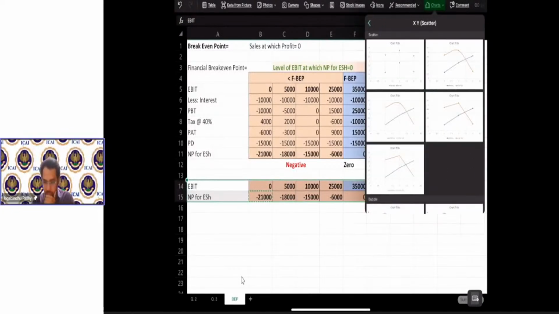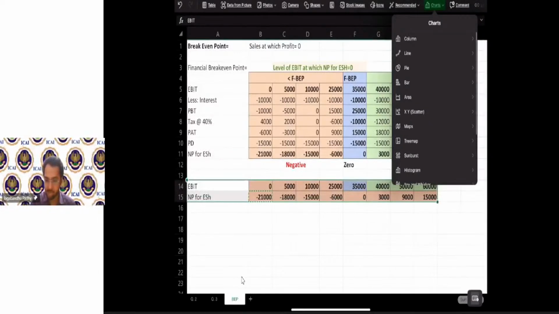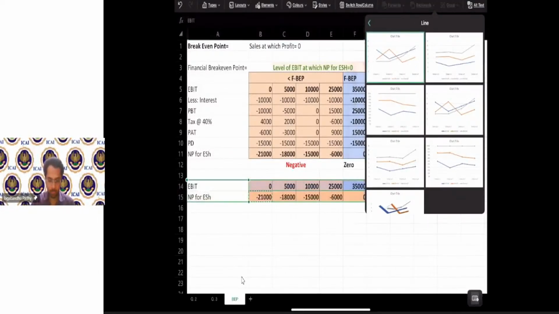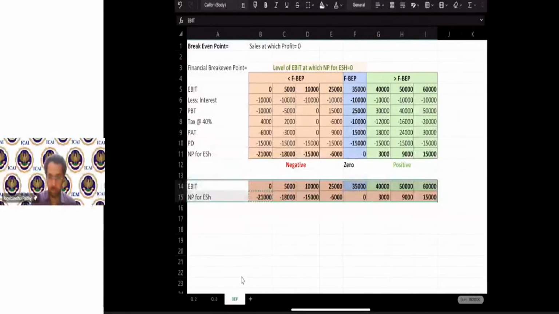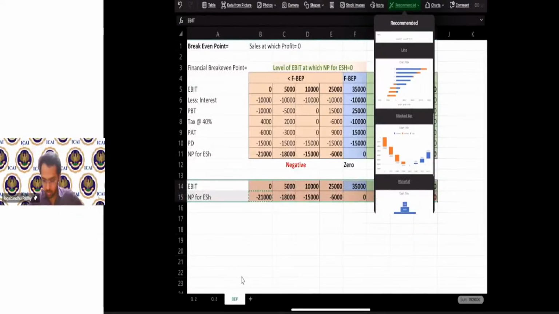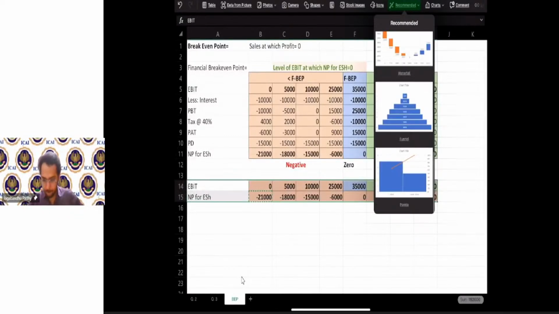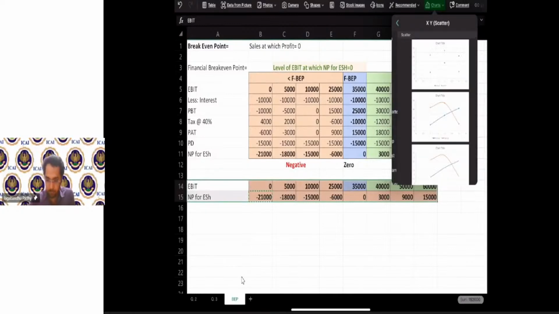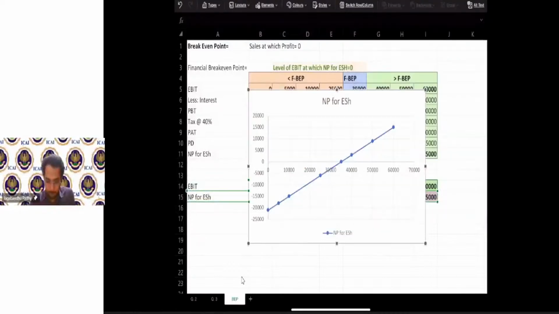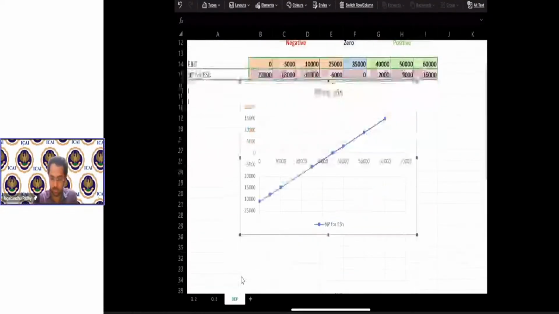So let's say I'm looking at... Insert recommended chart. Yeah, look at this chart.